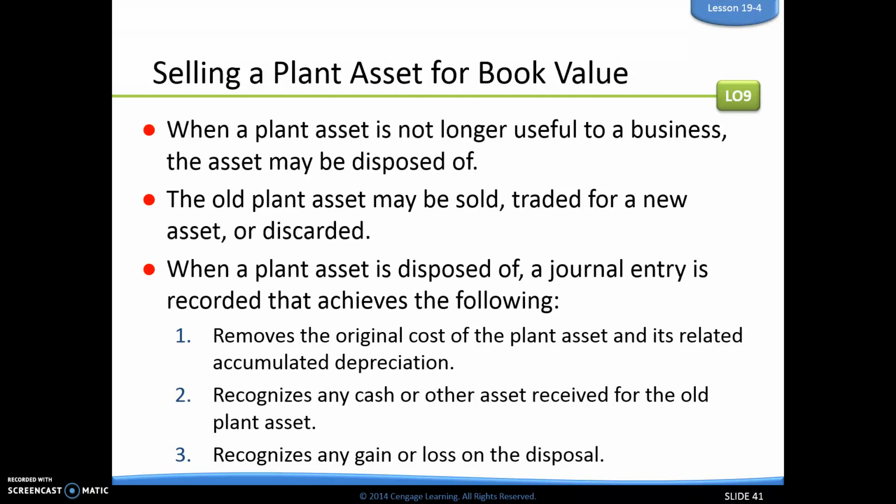So essentially, we get rid of the asset by crediting it and get rid of its accumulated depreciation by debiting it. Then we need to recognize any cash or other asset that's received for that old plant asset. So typically cash is going to be debited because we're receiving it, or if for some reason we do a trade, there'll be another asset that gets debited as well. And then the third thing is that we need to recognize any gain or loss on the disposal, and that's the new piece we need to talk about.